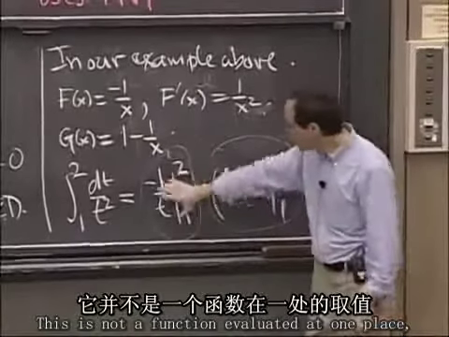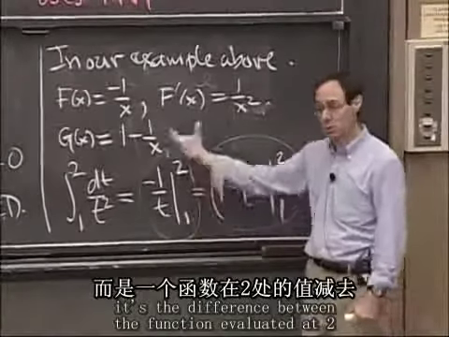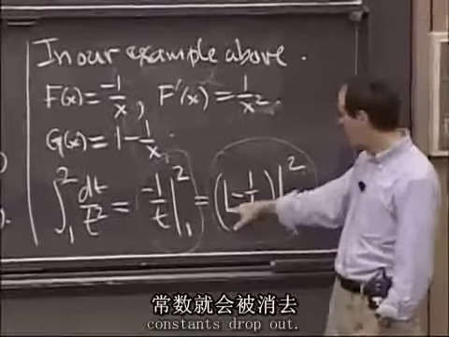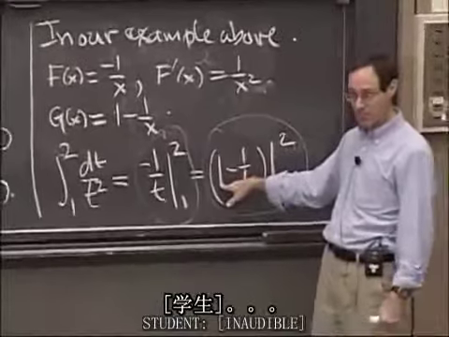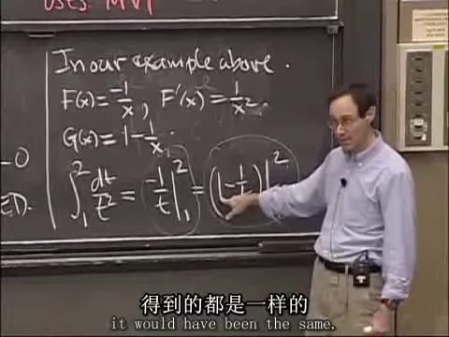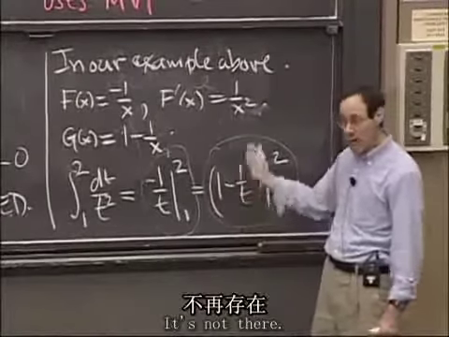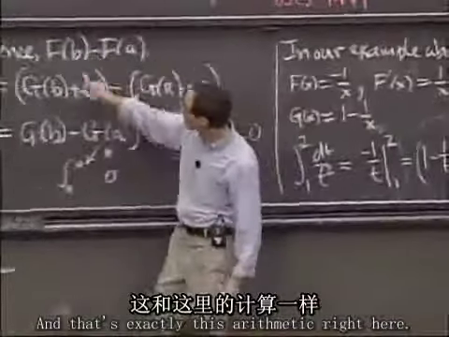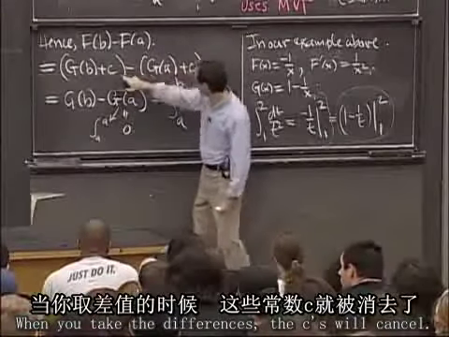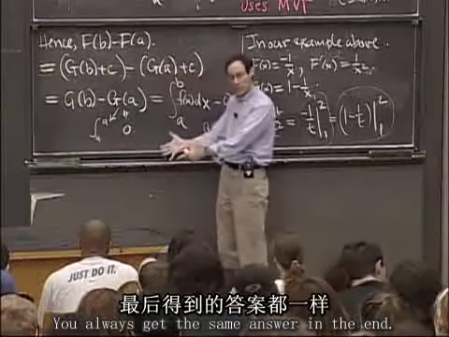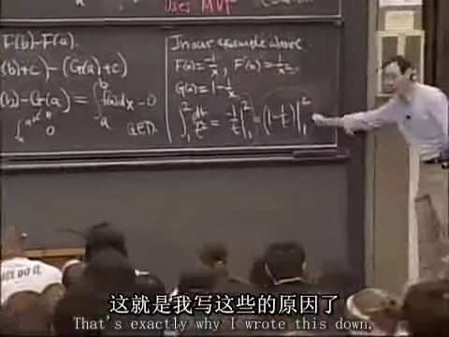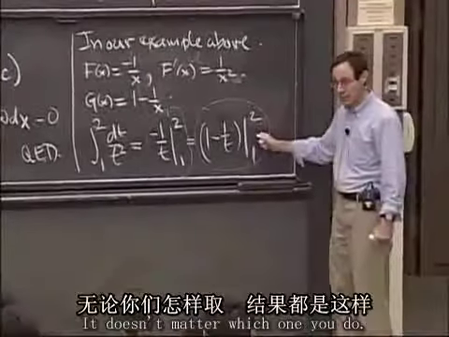This is not a function evaluated at one place. It's the difference between the function evaluated at 2 and the value at 1. And whenever you subtract two things like that, constants drop out. That's right. If I put 2 here, if I put c here, it would have been the same. It would just have dropped out. And that's exactly this arithmetic right here. It doesn't matter which antiderivative you take. When you take the differences, the c's will cancel. You'll always get the same answer in the end. That's exactly why I wrote this down, so that you would see that. It doesn't matter which one you do.